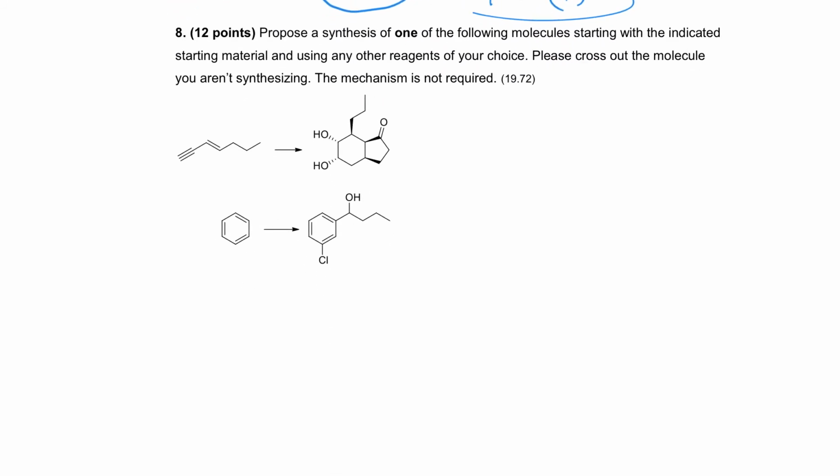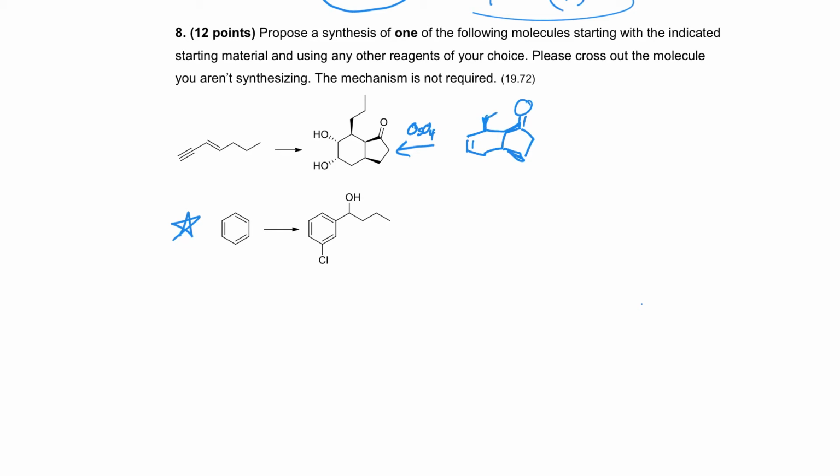Then we had the synthesis question. It was interesting that everybody chose that one. No one chose the first one. If we think about the first one, this is a diol. We know how to make diols. We just need an alkene right here and OsO4, as we learned from chapter 9. So there's my alkene. Everything else remains the same.